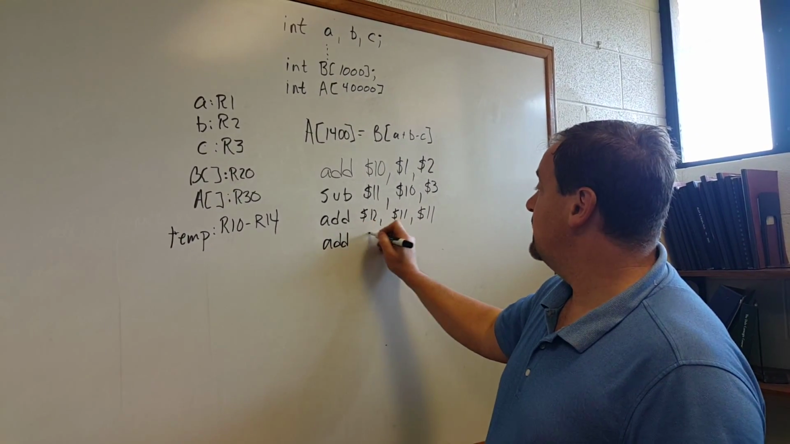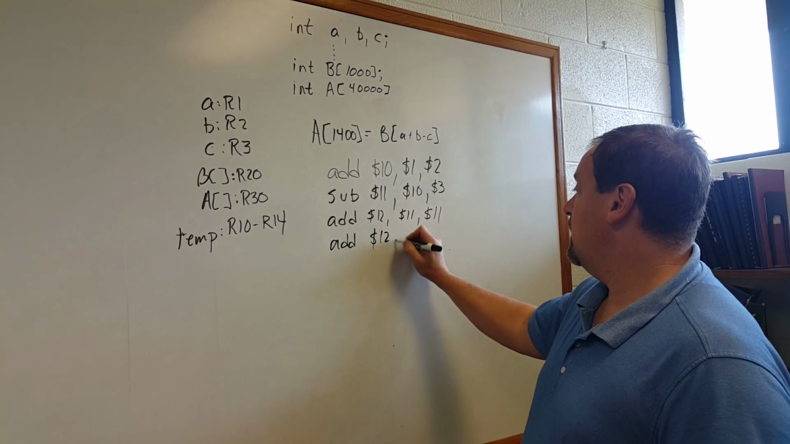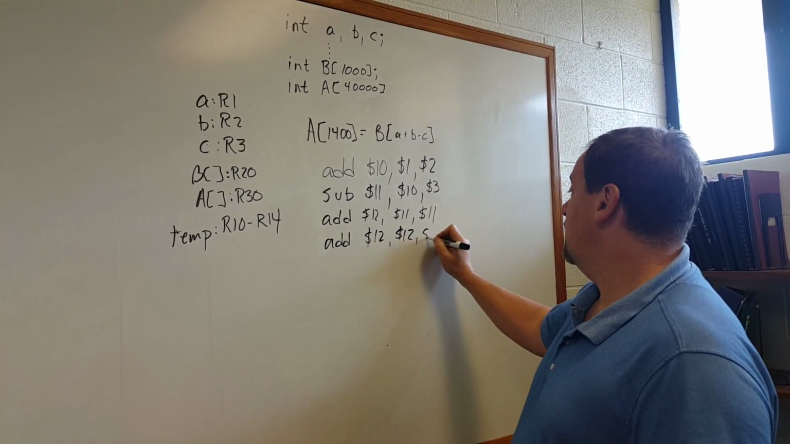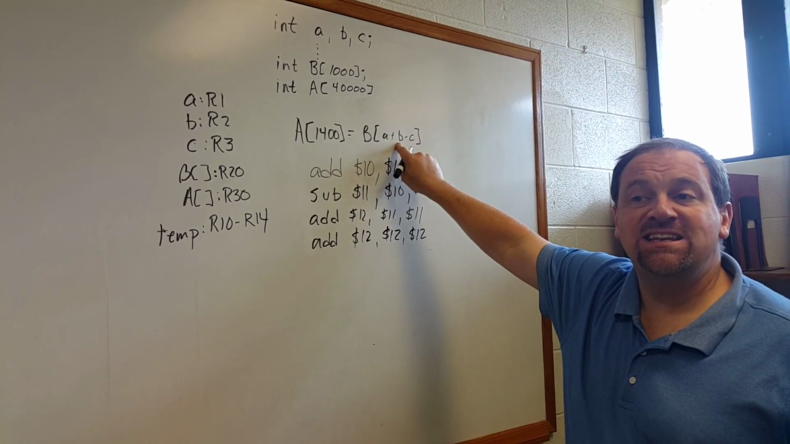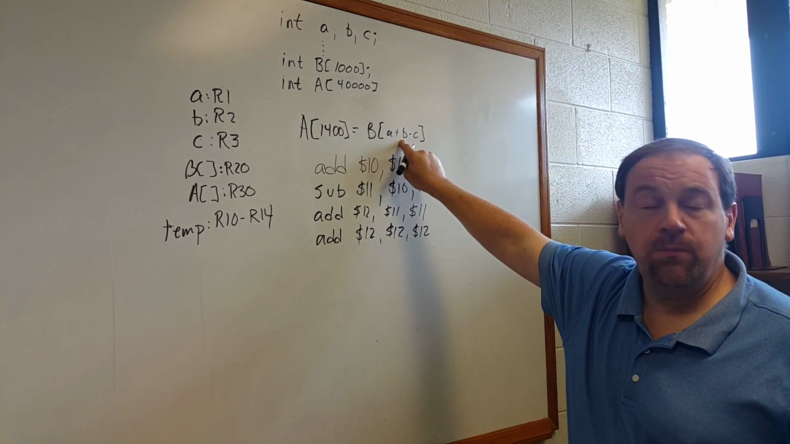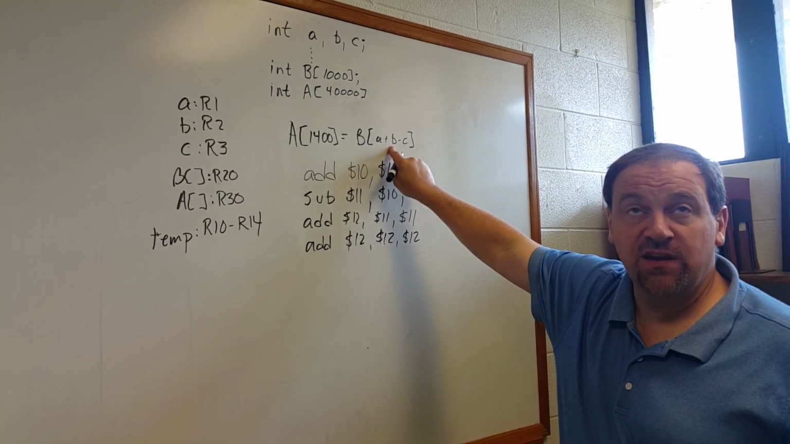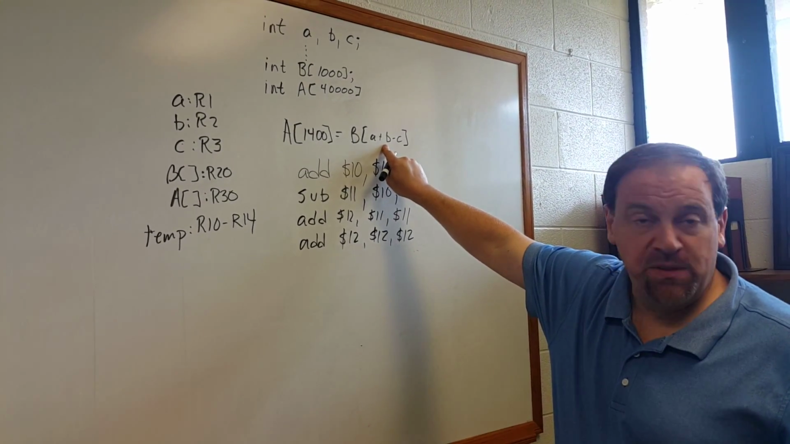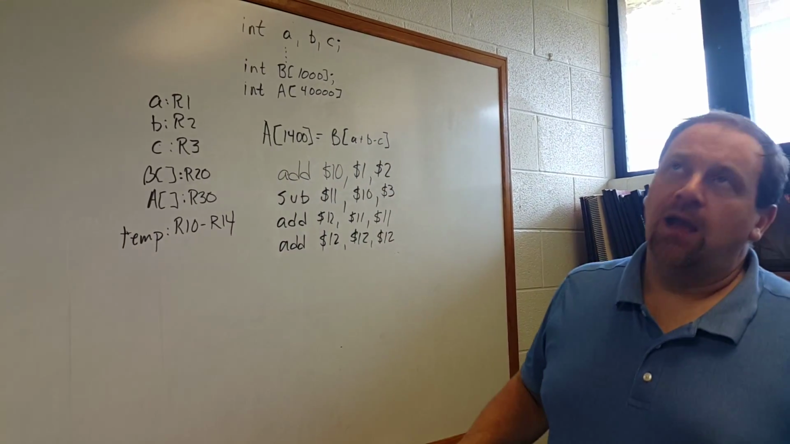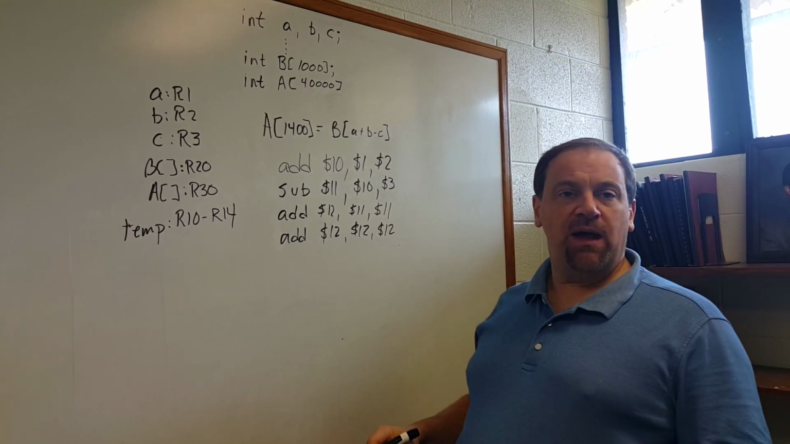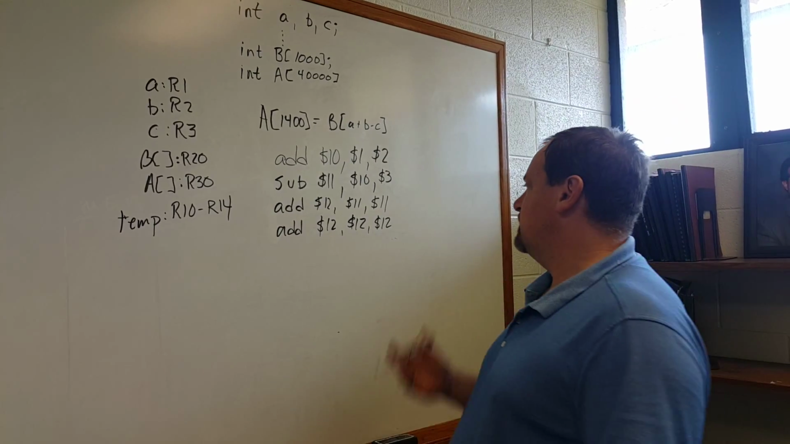We're going to do it one more time to get 4 times that. R12, R12, and R12. And now we have 4 times this indexed number within B, and that is the number of bytes. A plus B minus C is the number of words. 4 times A plus B minus C is the number of bytes, and we are dealing with bytes.